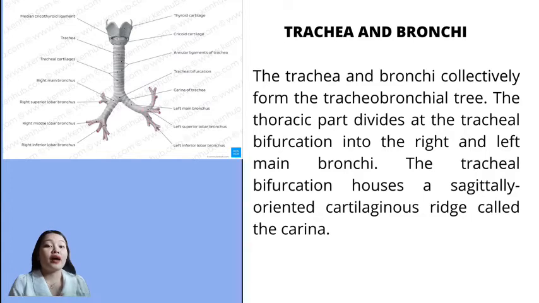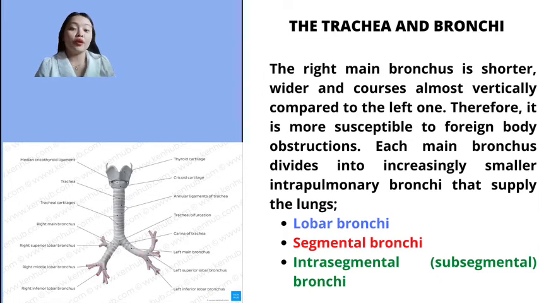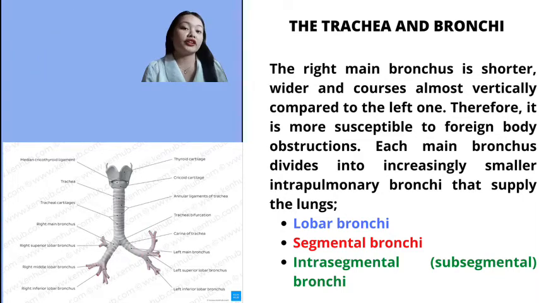Next is the trachea and bronchi. The trachea and bronchi collectively form the tracheobronchial tree. The thoracic part divides at the tracheal bifurcation into the right and left main bronchi. The tracheal bifurcation houses a sagittally oriented cartilaginous ridge called the carina. Take note that the right main bronchus is shorter, wider, and courses almost vertically compared to the left one. Therefore, it is more susceptible to foreign body obstructions.